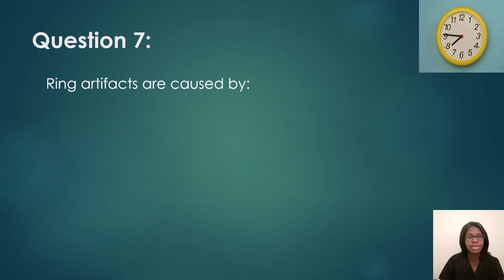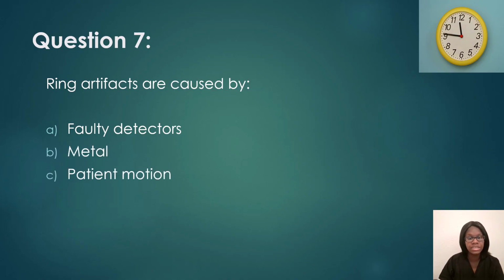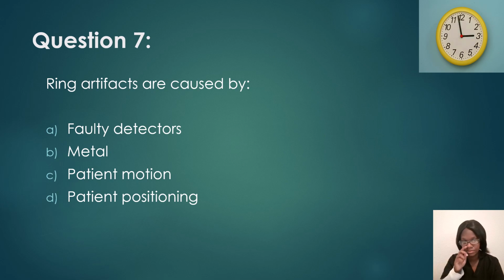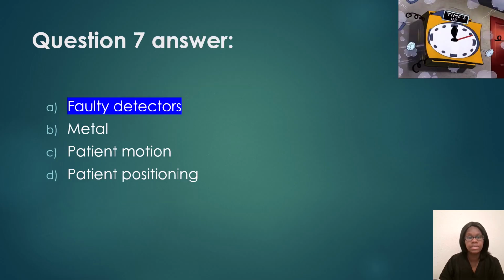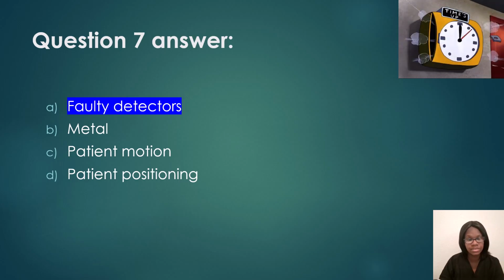Question 7. Ring artifacts are caused by A, faulty detectors, B, metal, C, patient motion, or D, patient positioning. All right, the correct answer is A, faulty detectors.